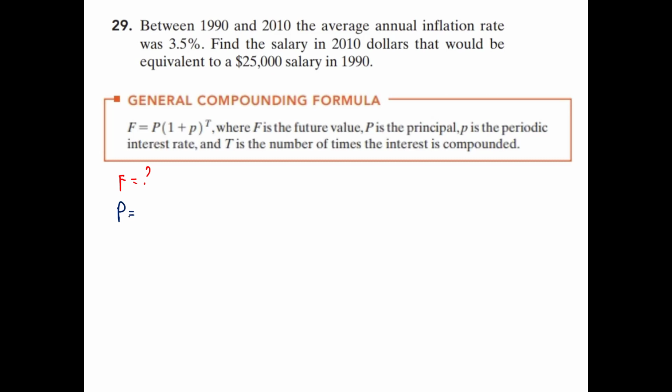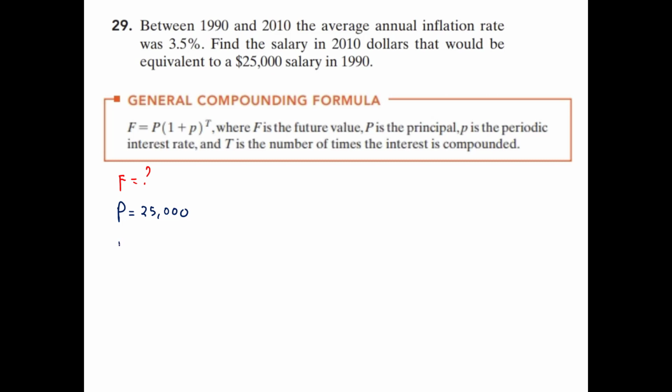Capital P is how much we started with. Find the salary in 2010 dollars that would be equivalent to $25,000. So we started with $25,000, and if we just want to have the same buying power, that's what this is implying. You would hope to be doing better in 10 years than you are right now, but you would really hope not to be doing worse. So we're just staying even. So P is $25,000.